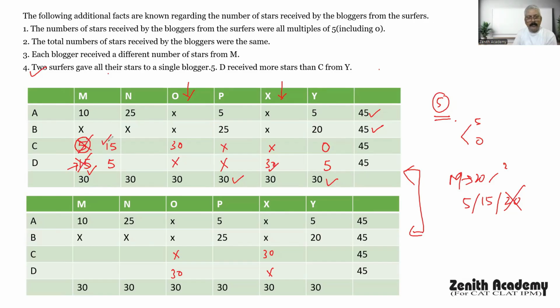Let us take the 15 with C. If M gives C 15, it is still 15 plus 35, 45, so cancel it out. And here M distributed 25 stars to A, so 5 stars is still left with N. So 25 plus 30 means 5 will give to N. So now 5 plus 5, 10, 30, 40 plus 5, 45. Okay, it is right.